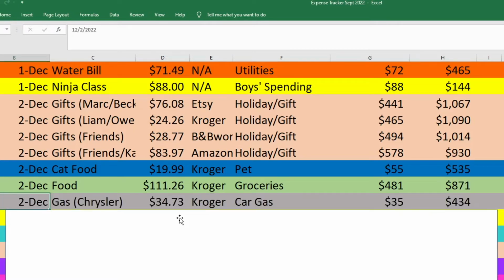Also on the second, since I was at Kroger, I just went ahead and got gas. That was $34.73 out of our car gas fund. That brought our total spent on car gas to $35, again, because I round, and we have $434 left in that fund.